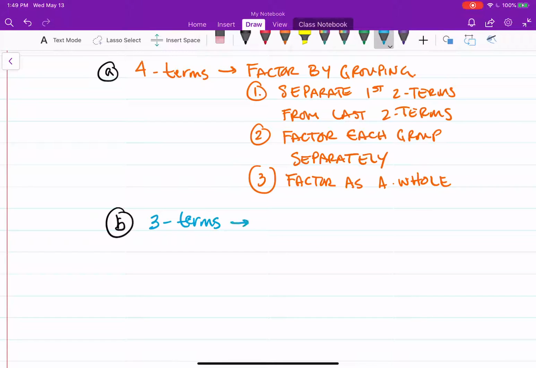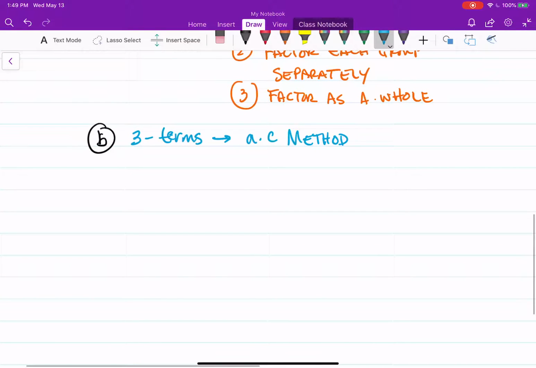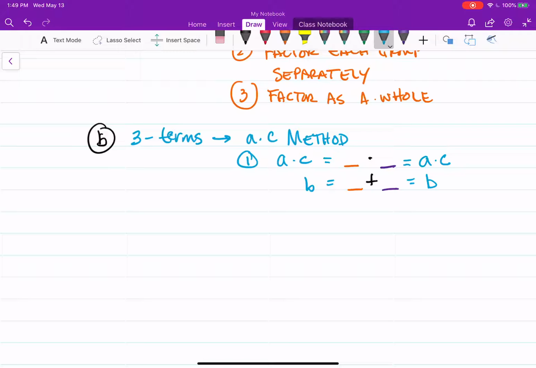Choice B. Three terms. What do we do? The AC method. Or the trial and error. The AC method, what was step 1? Step 1 was finding A times C and B, right? And we're looking for two numbers multiplied together to give you the product of A times C, and the same two numbers added together, the sum of those two numbers, will give you B, right?